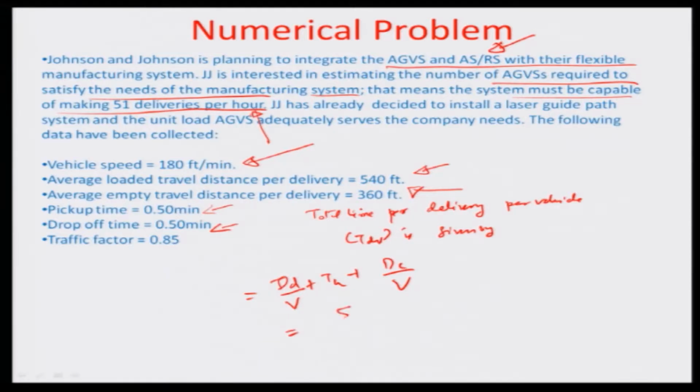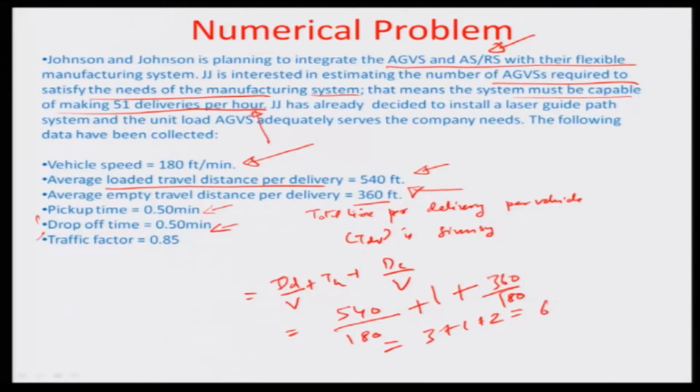In this particular case, the average loaded travel distance is 540 feet at the rate of 180 feet per minute, so 3 minutes, plus the hold time, that is the drop off and pickup time, is close to 1 minute here, 0.5 plus 0.5, plus the empty travel distance of 360 feet at the rate of 180 feet per minute, which is about 2 minutes. So you have 3 plus 1 plus 2, close to 6 minutes as the total time per delivery per vehicle, and then we add on the traffic factor.